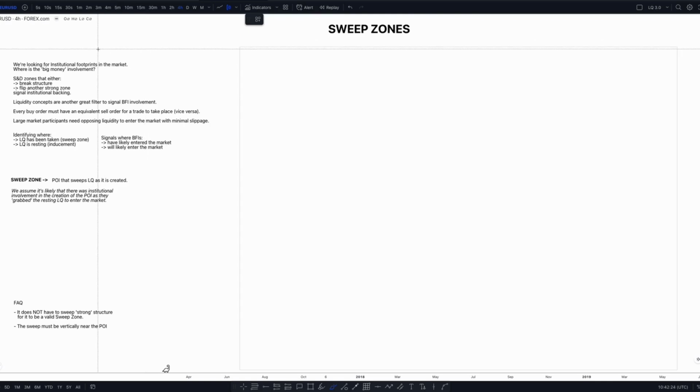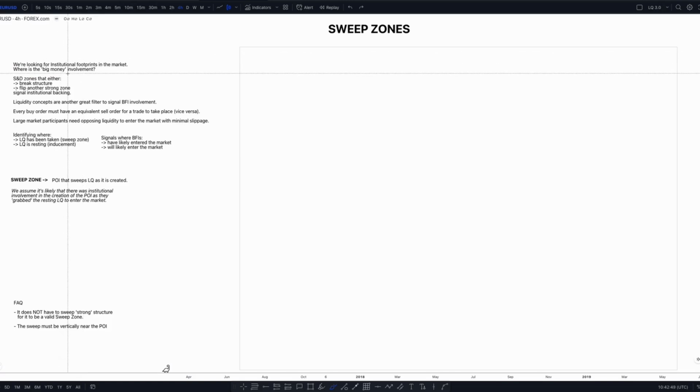And for me, the philosophy behind my trading approach is to look for institutional footprints in the market. Okay, so where was the big money involvement? It's a bit of an oversimplification when I say big money involvement, but it's an easy way to hold on to what we're trying to do here, right? We're trying to look for where the big guys got involved. I want to be trading with them rather than against them, quote unquote.